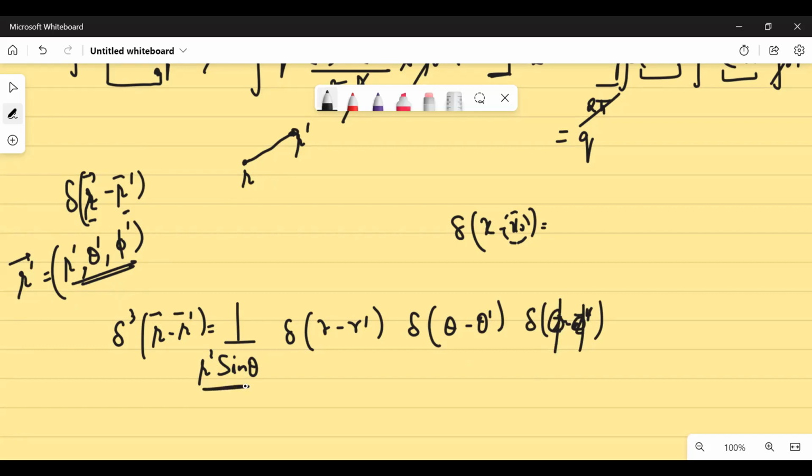Because if I don't do so, then while I'll be integrating this Dirac cube of r vector minus r dash vector with d tau, d tau would then have the term r square sine theta, d theta, d phi, and then dr. If this term remains there, then there will be a problem. So I have to divide it by r square sine theta. Is that clear to you?